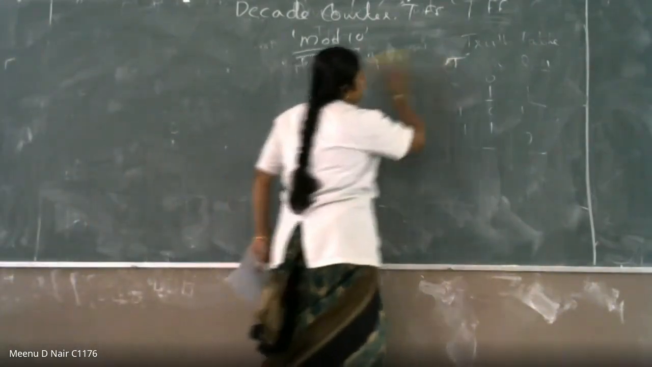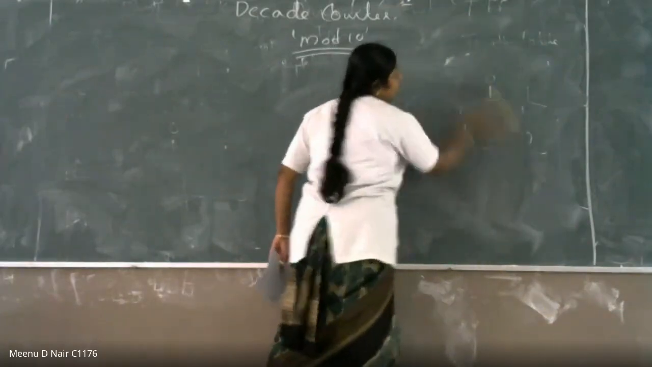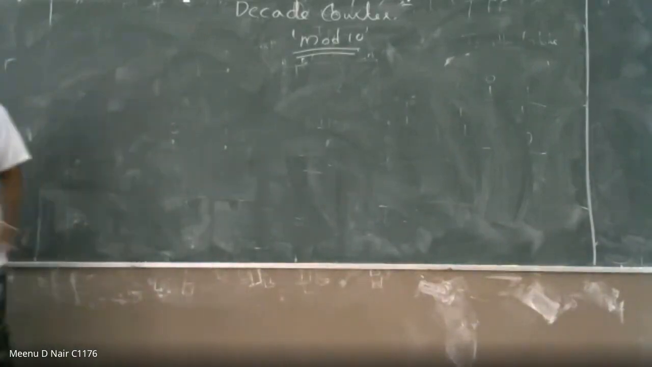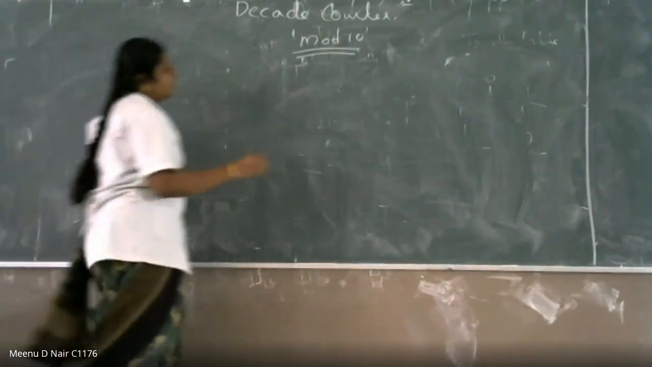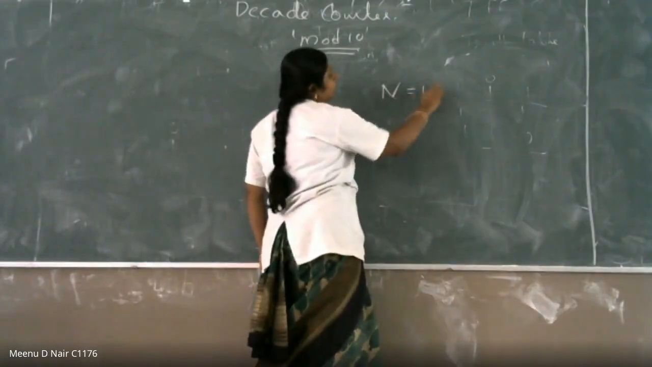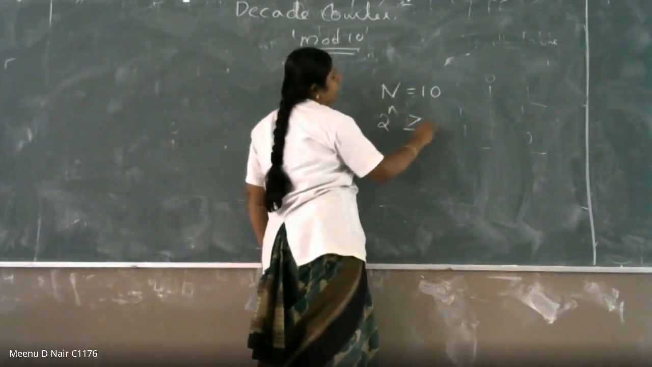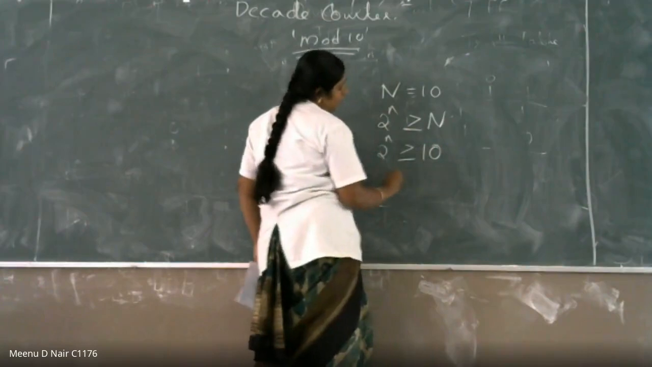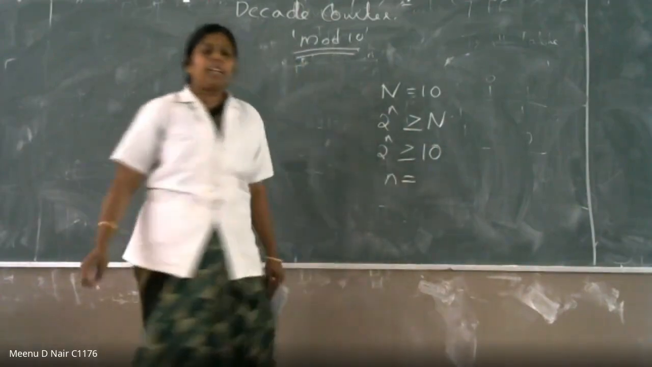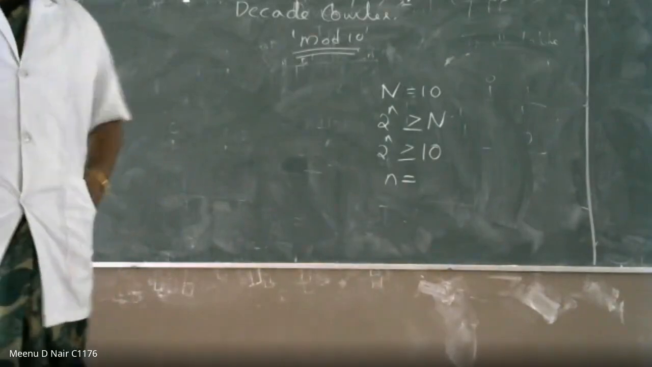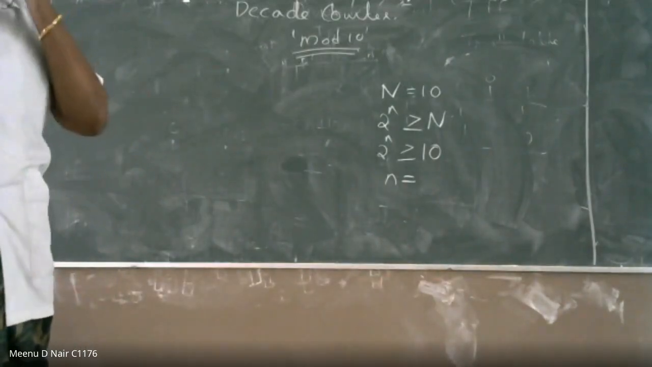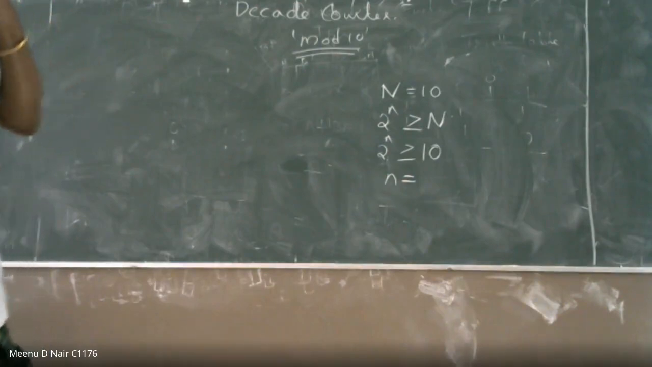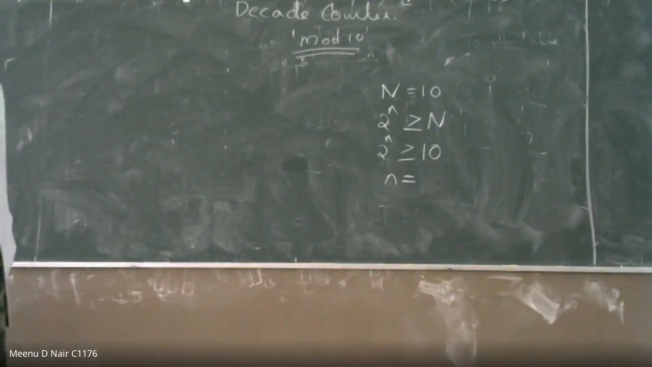So, what is the capital N here? For a decade counter, mod 10, N is equal to 10, right? So, 2 raised to n is greater than or equal to capital N, that is, 2 raised to n greater than or equal to 10. What is the value of small n? How many flip-flops are required here? Mod 10 counter, how many flip-flops required?